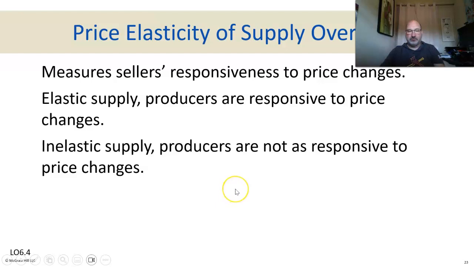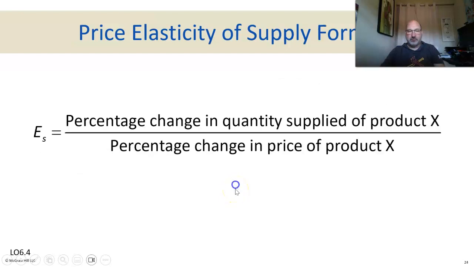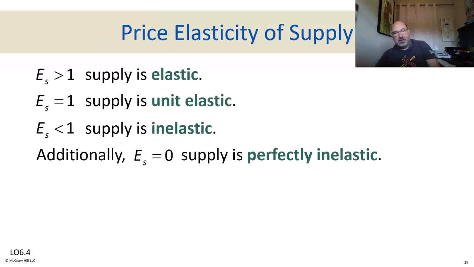The formula E sub S is how we will notate this. It is the percentage change in quantity supplied of product X divided by the percentage change in the price of product X. Once again, you still have to use the midpoint formula. So, Q1 minus Q2 divided by Q1 plus Q2 divided by 2, divided by P1 minus P2 divided by P1 plus P2 divided by 2. So I'm still going to do that.